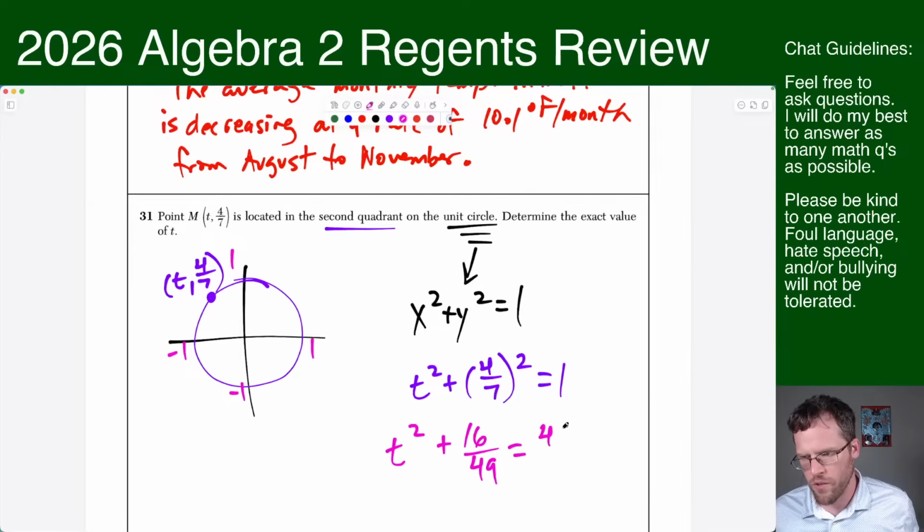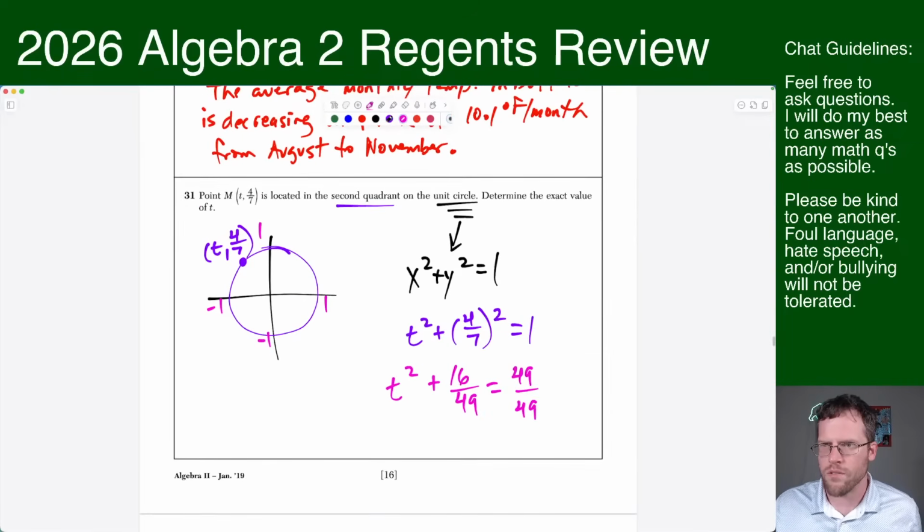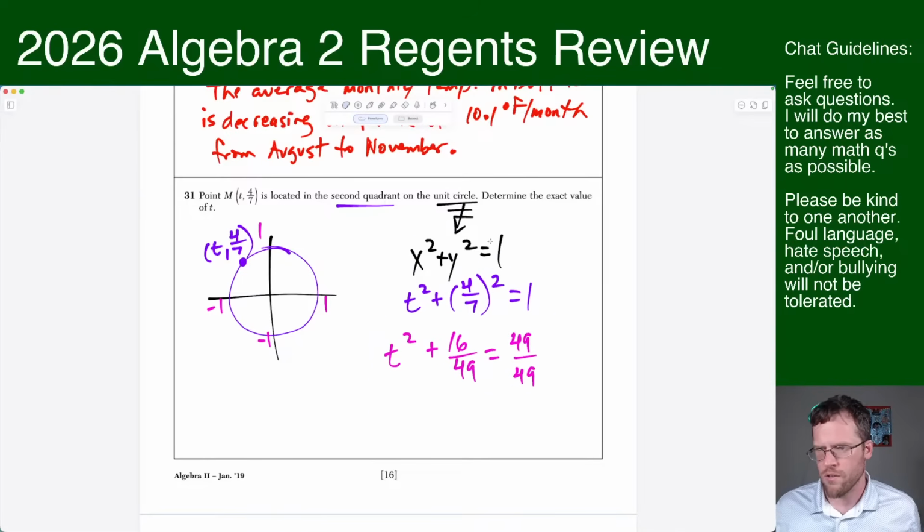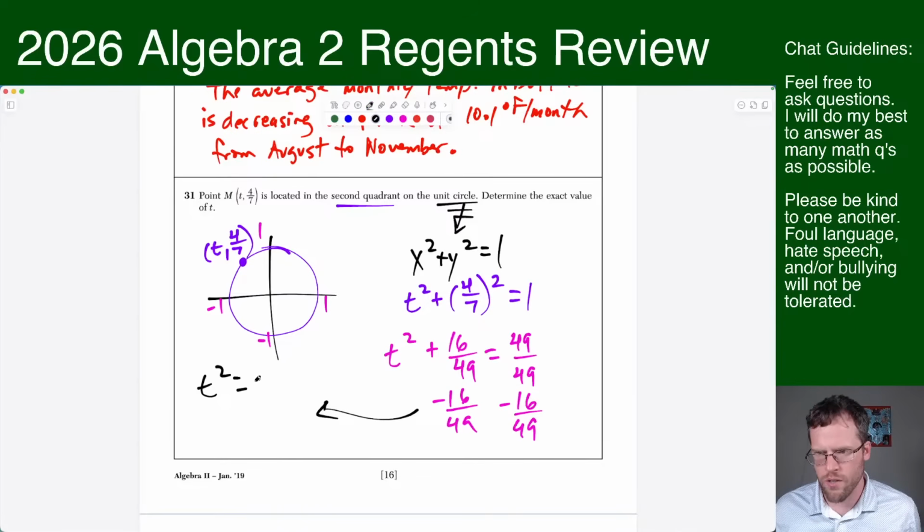And 1 I'm going to call 49 over 49, because when I solve for t, let me just move these up a little bit. So this I'll move up, and then these I'll move up too, so I have space to do the math. So minus 16 over 49, minus 16 over 49. And then that tells us, I'll write the result over here, that t squared equals, and when you subtract, you get in the numerator 49 minus 16 is 33. So I get 33 over 49.